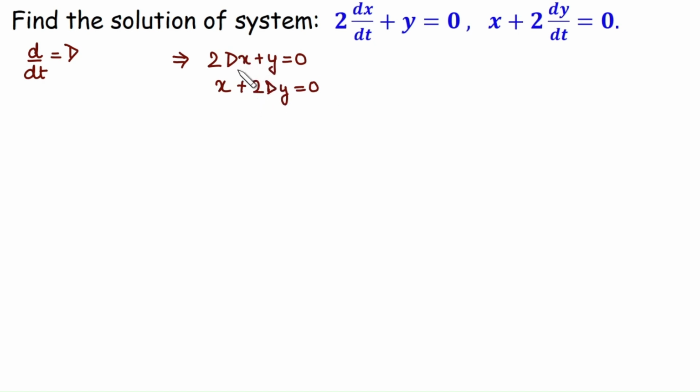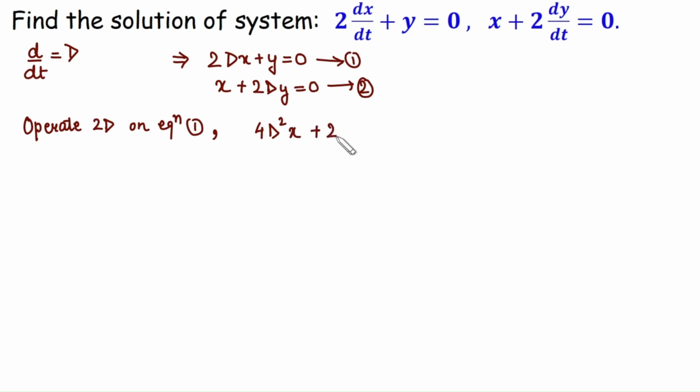Now we have two equations, both depending on the x and y variables. From here, we can eliminate either x or y first so that we can get the value of one variable. Let's suppose this is equation number 1 and this is equation number 2. Now let's eliminate the variable y. For that, we multiply equation number 1 by 2D. So operate 2D on equation 1, and this results in 4D square x plus 2D y, because 2 times 2 is 4 and D times D is D square. On the right hand side it is 0.